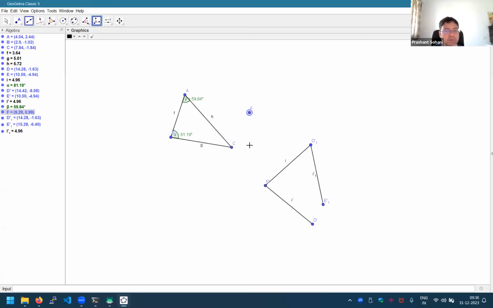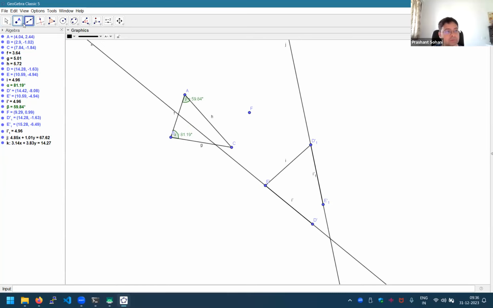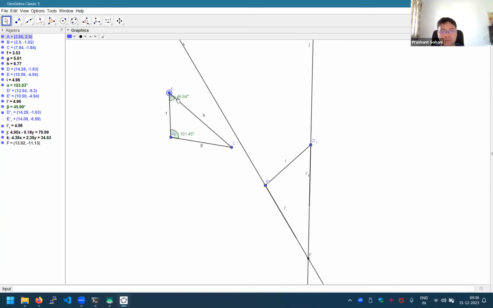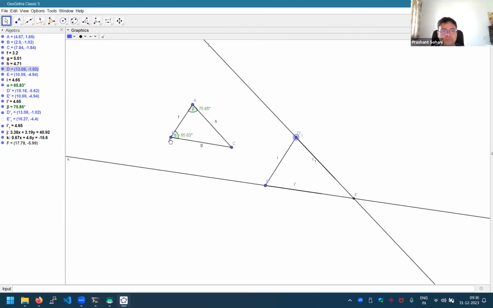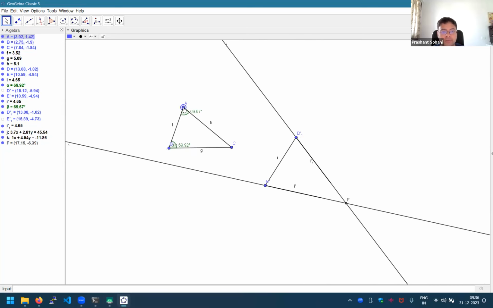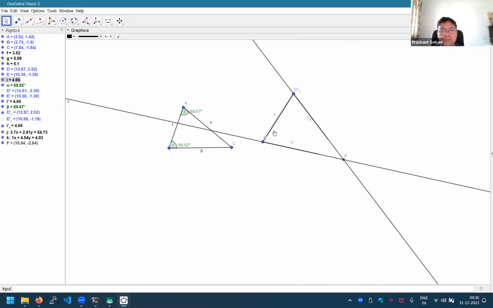Okay. So if I join these two lines, I'm going to get a triangle which is similar to my original DEF. Call it G. Let me hide these points. If I change my original triangle, you'll see that my new triangle is always similar to that one. Now let me roughly set it up in a way so that everything remains nicely within the diagram.